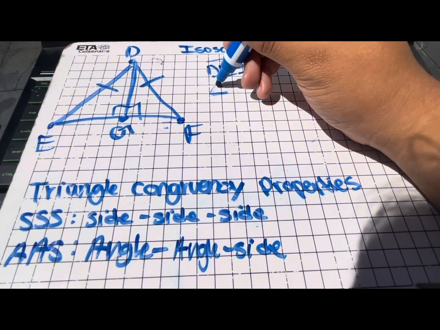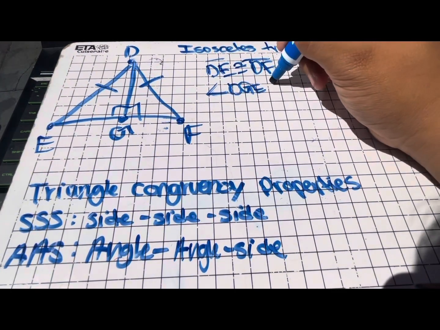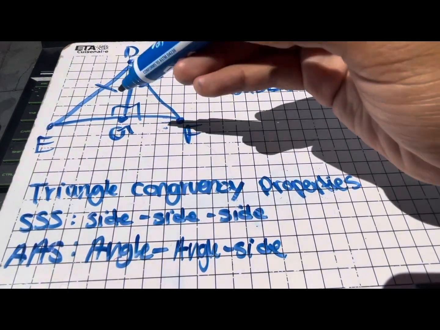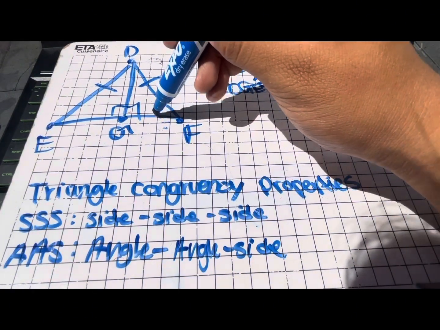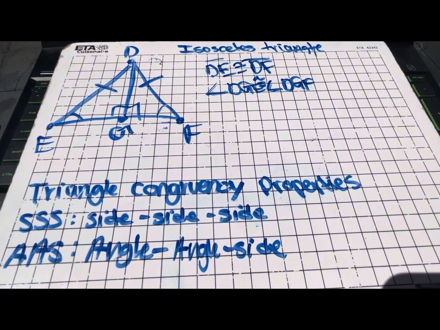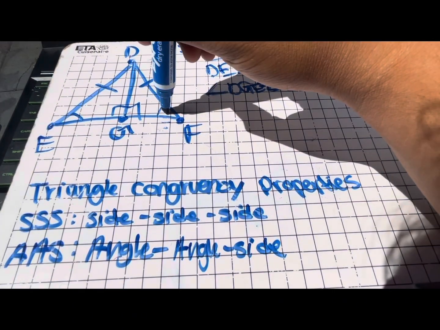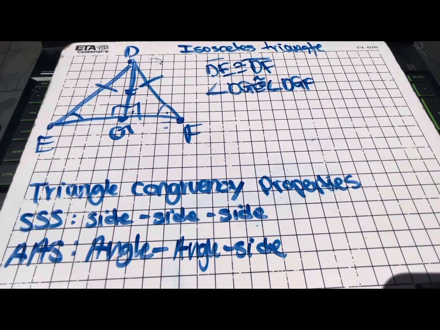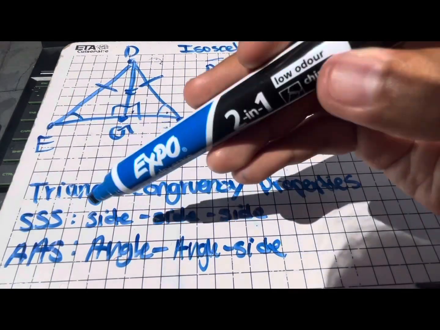So, angle DGE is also congruent to angle DGF because they're both right angles. And from the problem before this, we also know that the base angles here are also congruent. So, triangle congruency property AAS, angle, angle, and because of the line we have in the middle, this is now a shared side. So, angle, angle, side.